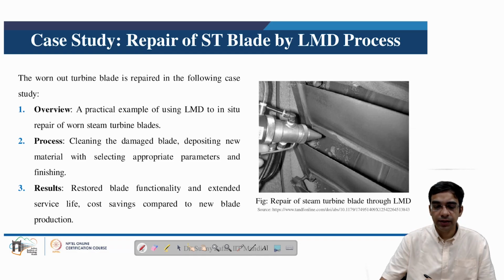The process involves cleaning the damaged blade, depositing the new material by selecting appropriate process parameters of the laser metal deposition process, and after the deposition is done, the finishing operations are carried out. This results in restored blade functionality and extended service life, with cost savings compared to an entirely new blade production.